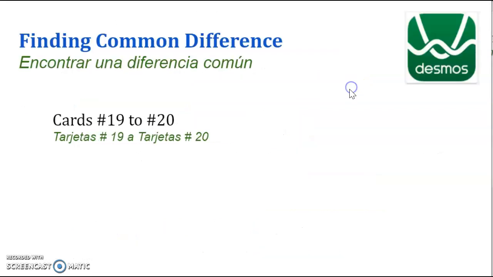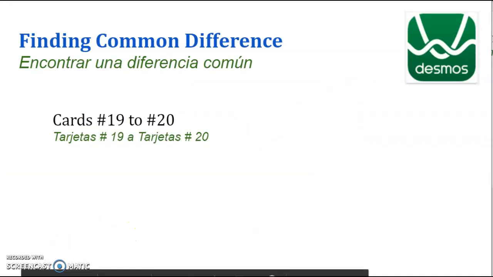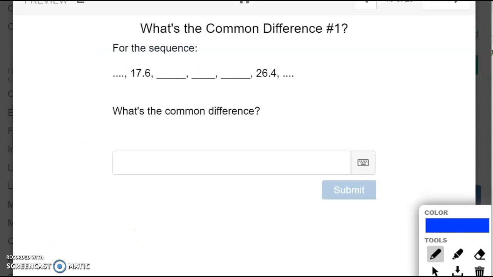Okay, so with that, you're going to be moving on to decimals, card number 19 and 20, and those are your last two cards. Okay, so for the sequence, 17.6 all the way to 26.4, we need to figure out what the common difference is. Okay, so how many times?